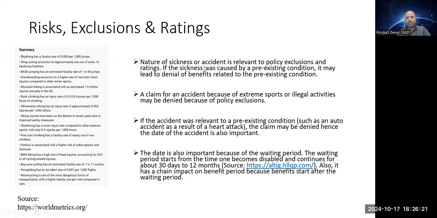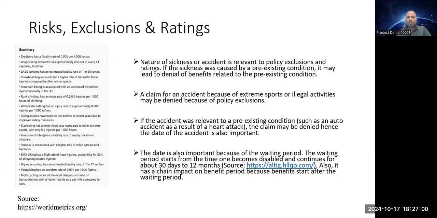So, nature of accident or sickness relevant to policy exclusions and ratings. If sickness was caused by a pre-existing condition, it may lead to denial of benefits related to pre-existing conditions. A claim for an accident because of extreme sports or illegal activities may be denied because of policy exclusions. And again, when they mention illegal activities, we're talking about criminal activities. If the accident was relevant to your pre-existing condition, the claim may be denied because of the date. So that's the reason why the date of the accident is also important.